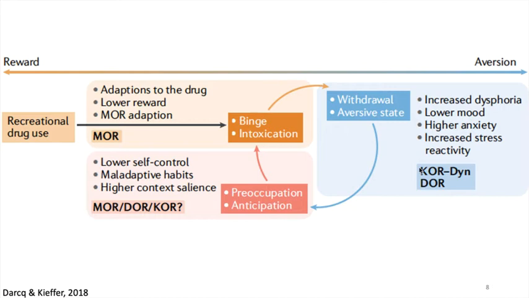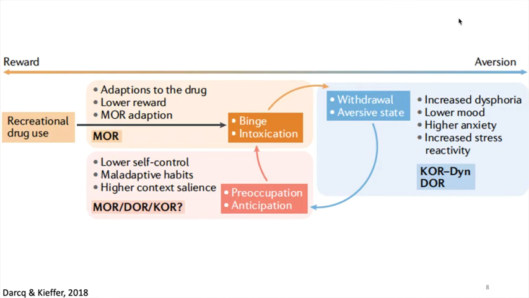The withdrawal and aversive state might be caused by an overactivation of kappa opioid receptors and delta opioid receptors, especially in the absence of mu opioid receptors. Maybe they're usually balanced, but if they've been overstimulated by an exogenous opioid, when the opioid is removed, there's nothing driving these mu opioid receptors, and the kappa ones will become overexcited. And that's when you're going to see dysphoria, lower mood, higher anxiety, increased stress reactivity. All of these are going to be withdrawal effects that we see with opioids.